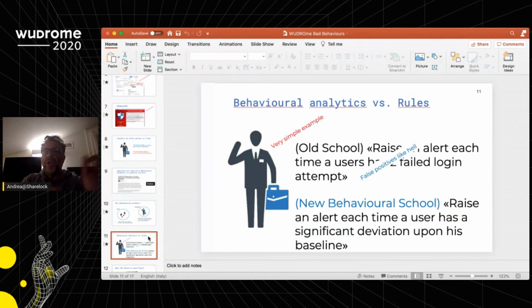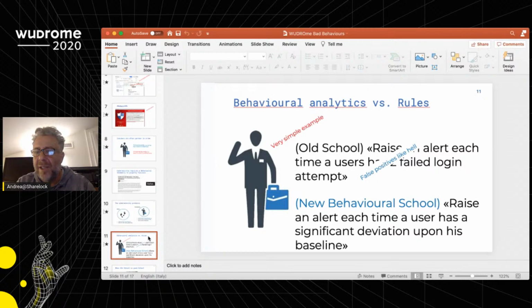Good. So the old school is you define a rule that says every time a user has 2 consecutive failed logins, then raise an alert, do something, because it looks like it might be someone trying to use your credential or abusing it. The new behavioral school is totally different and says raise an alert every time a user has a significant deviation upon his baseline. Why is this relevant?